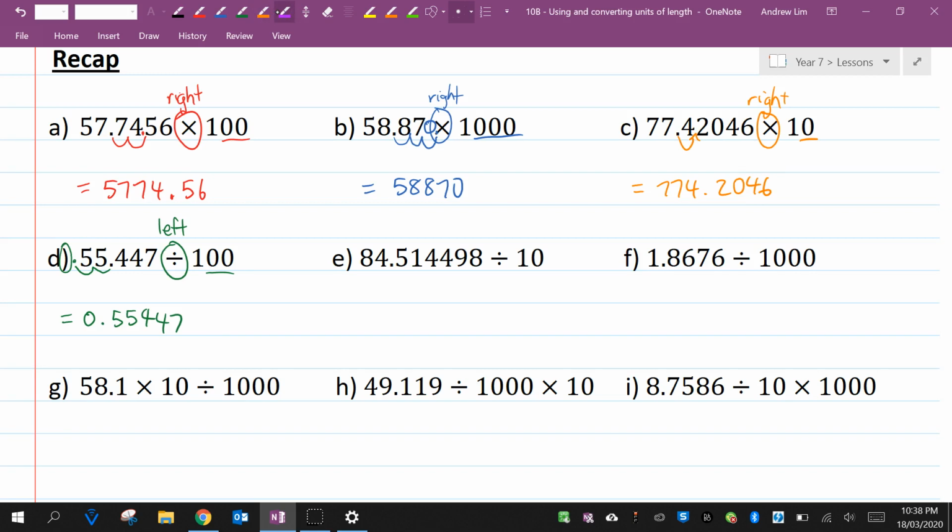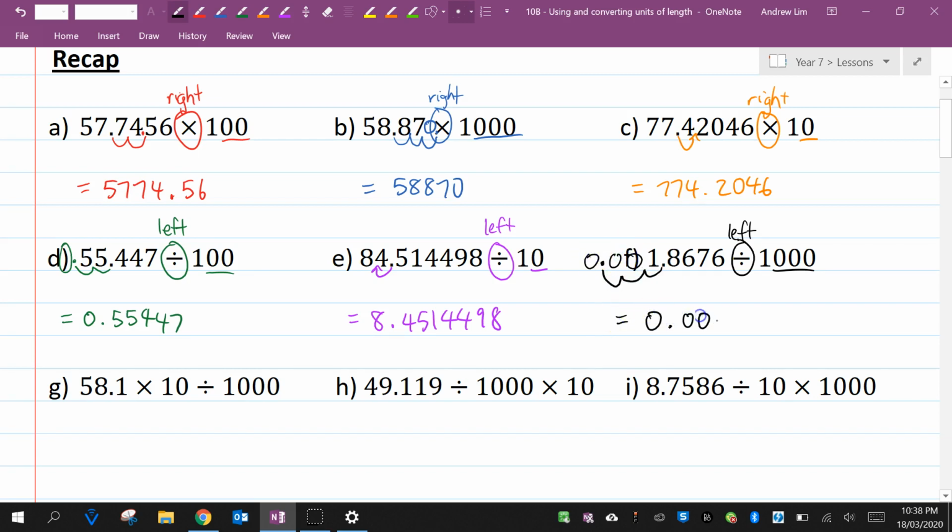Question E. We have 84.514498 divided by 10. So because it's divided, we're going to move it left once. So our answer is 8.4514498. For question F, we're going to move it left 3 times. 1, 2, 3. In each of these empty spots, we put zeros. So our final answer is 0.0018676.